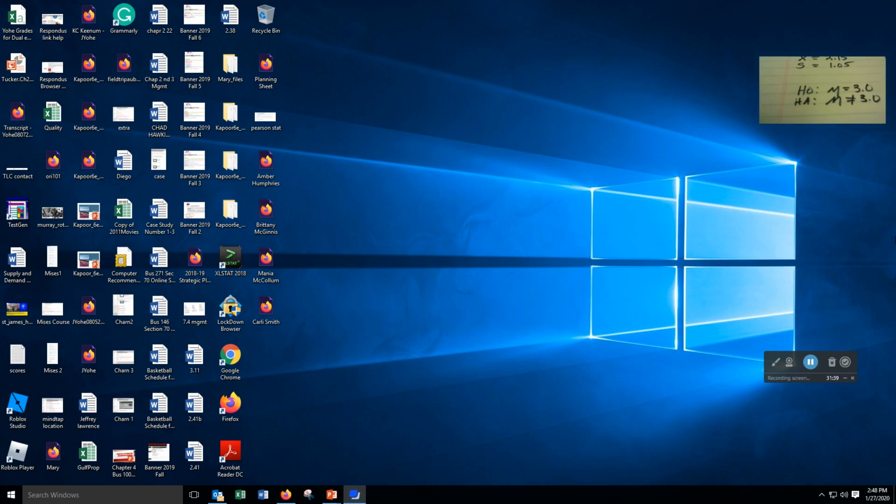You always have an equality in the null. It's either an equal, less than or equal to, or greater than or equal to. That's always in your null. And we abbreviate that H sub 0. Your alternative is just the opposite of what you have up here. So if I have an equality up here, my alternative is going to be an inequality. If I have a less than or equal to here, my alternative is going to be greater than. Not equal, just greater than. If I have a greater than or equal to, my alternative is going to have a less than down here.